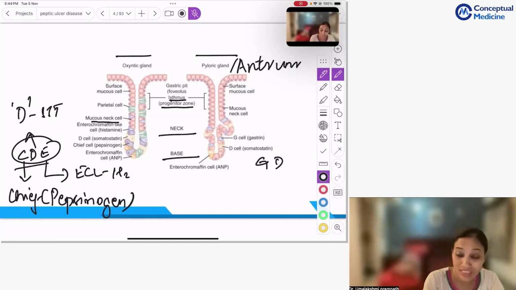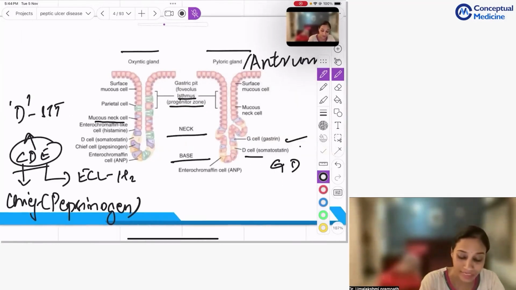So there are specialized cells present in each gland which has its own function. CDE has its own function. Similarly, you have the G or the gastrin secreting cell which stimulates the parietal cell directly, the ECL indirectly, and secretes acid. Then you have the D cell here as well. They are basically endocrine cells, right? So any doubt, you can please stop me. Okay. So this is your gastric pit. This is your functional anatomy of a gastric pit.